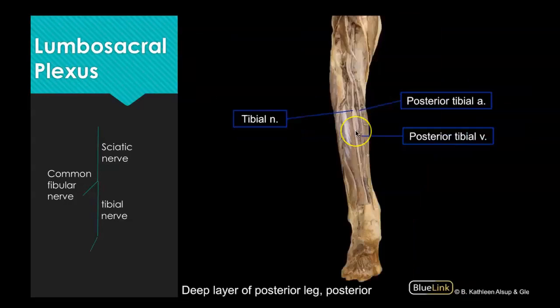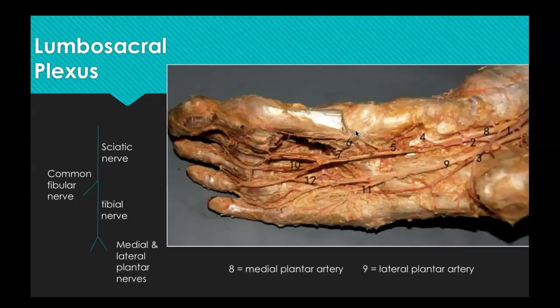Peroneal is an older term, whereas fibular is a newer term, but you should know both as both are used in practice. From there, your tibial nerve will continue down along the leg, and once it reaches the foot, it will divide into a medial and lateral plantar nerve. So this is an inferior view of the foot. Here at the number 8, we can see the medial plantar nerve, and alongside it is the medial plantar artery. At the number 9, you could see the lateral plantar nerve, and alongside it is the lateral plantar artery.